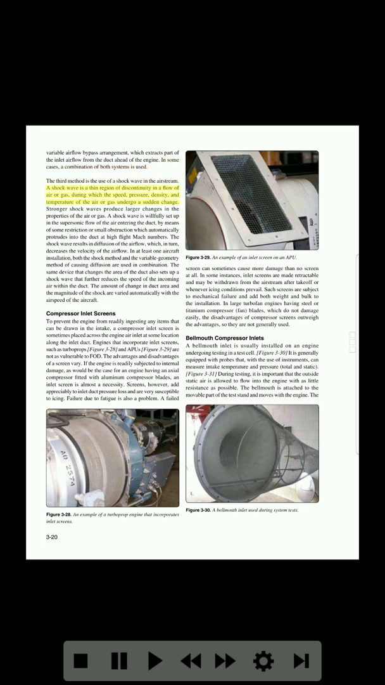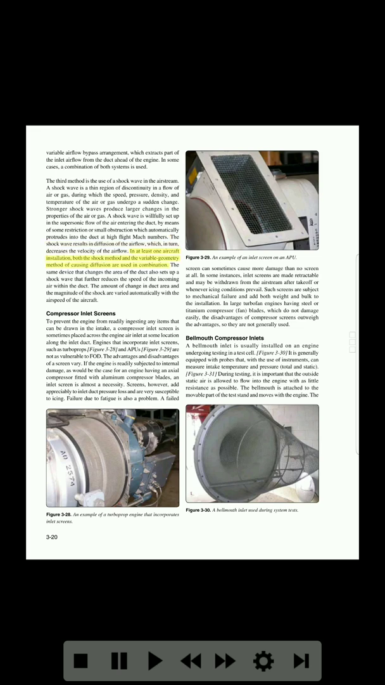A shock wave is a thin region of discontinuity in a flow of air or gas, during which the speed, pressure, density, and temperature of the air or gas undergo sudden change. Stronger shock waves produce larger changes in the properties of the air or gas. A shock wave is willfully set up in the supersonic flow of the air entering the duct by means of some restriction or small obstruction, which automatically protrudes into the duct at high flight Mach numbers. The shock wave results in diffusion of the airflow, which, in turn, decreases the velocity of the airflow.